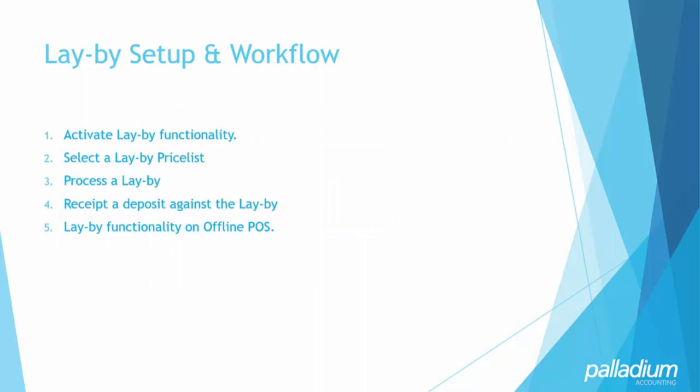Okay, so in regards to the lay-by setup and workflow, there's 5 steps. So we'll firstly activate the lay-by functionality. We'll show you how we can select a lay-by price list. We'll process a lay-by and we'll receipt a deposit against the lay-by also. And then lastly, we'll have a quick look at the lay-by functionality and how it's been extended onto the offline point of sale.